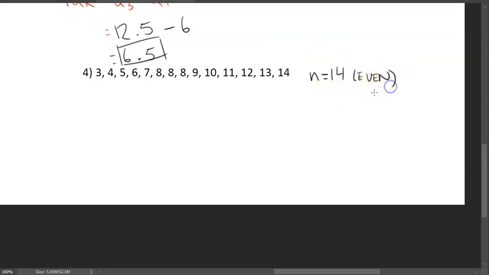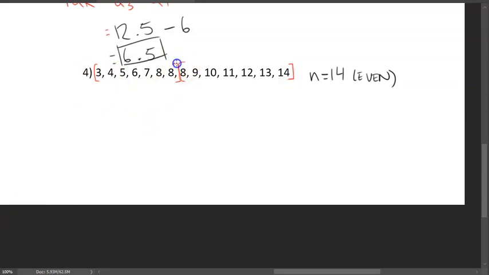Alright, so between the 7th and the 8th, we're going to split this up into 2 parts, each of them having 7. 1, 2, 3, 4, 5, 6, 7. 1, 2, 3, 4, 5, 6, 7. There we go. There's the 2 parts.